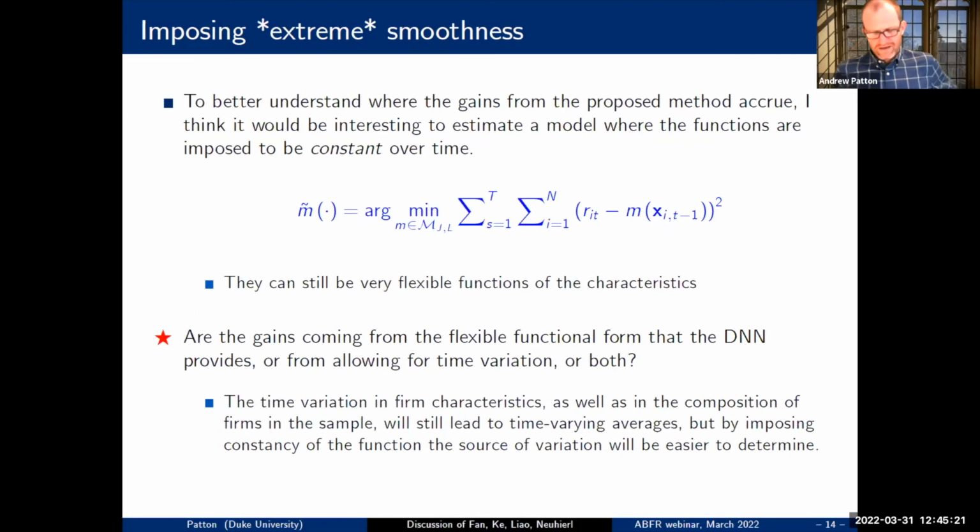Next question is imposing extreme smoothness. What if instead of allowing these functions to change at each point in time, we considered a case where they are fixed across all time? So this is only one estimation. I'm sure this is doable. It's easy given all of the other things, the hard things that these authors have done. But I think it'd be really useful for helping to interpret where the gains are coming from. Are they coming from the flexible functional form that the neural net provides for the conditional mean function? Or is it coming from the time variation in that function period by period? Or is it a little bit of both? So it'd be really interesting to have as a baseline case the constant conditional mean function, M tilde I called it here, and use that as a benchmark for the more flexible approach that they currently use.